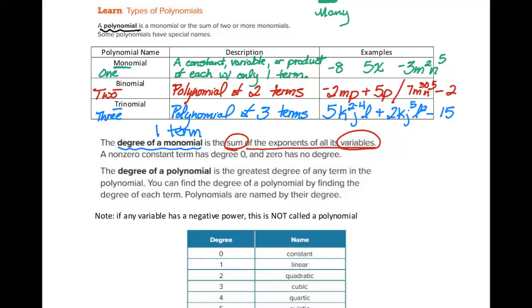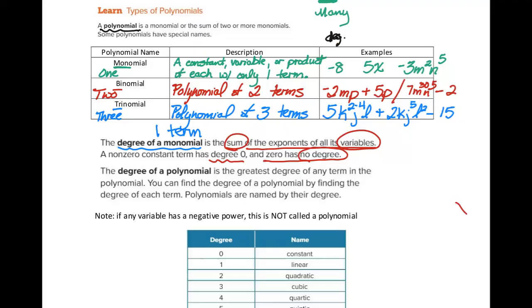So the degree of the monomial, the one term, is the sum of the exponents of all of its variables. A non-zero constant, non-zero, meaning not zero, has a degree of 0. And 0 itself has no degree. 0 has no degree. So let's take a look at the degrees of each of our monomials.